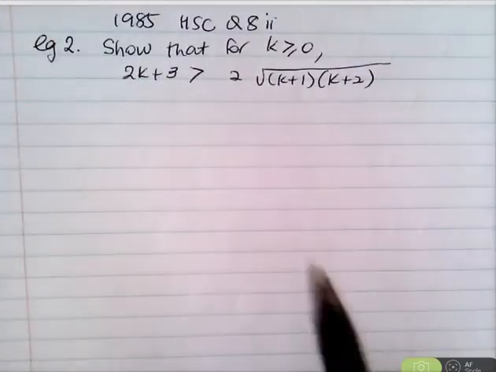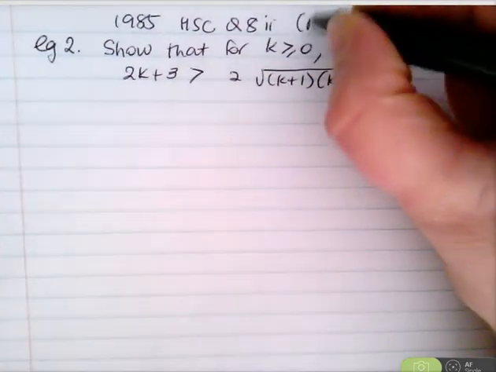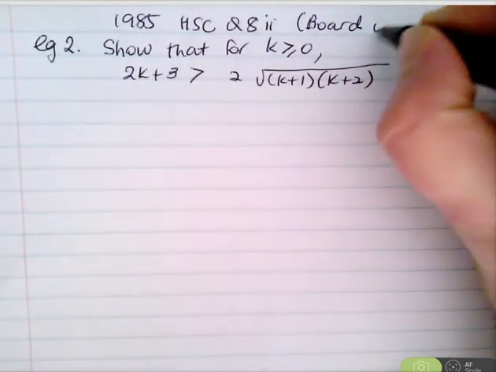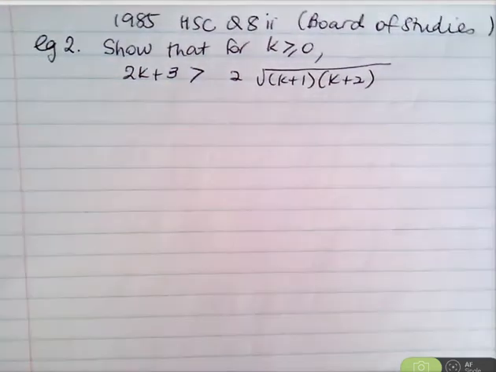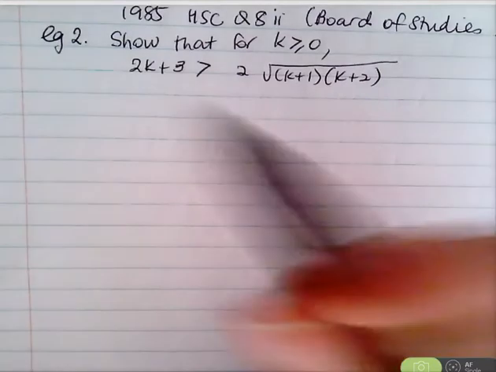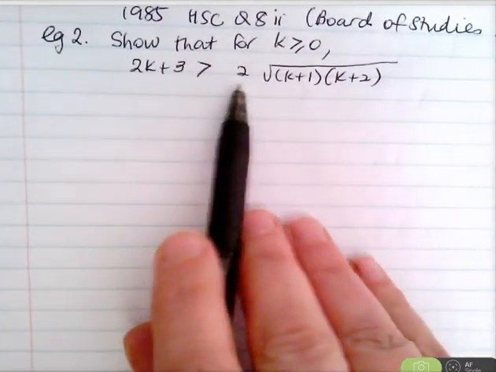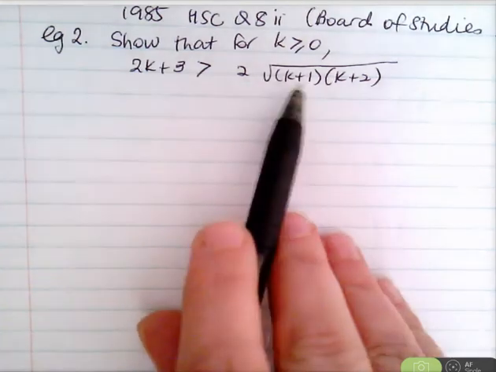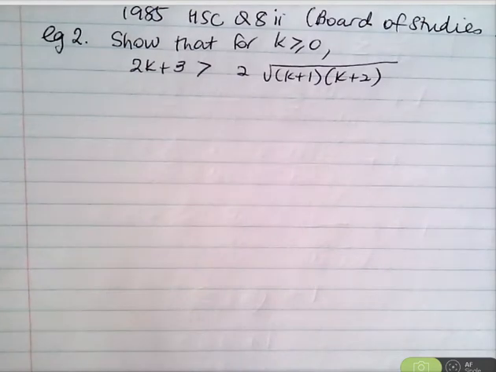Okay, this is 1985 HSC, question 8, part 2. This particular question is referred to by the Board of Studies as an example that should be looked at. So show that for k greater than or equal to 0, 2k plus 3 is greater than 2 times the square root of k plus 1 times the square root of k plus 2.